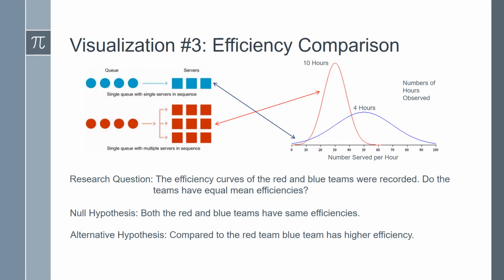Third visualization is comparing the efficiency. Here there are two groups, red and blue teams, that were recorded. So we write the null hypothesis like this: both the red and blue teams have the same efficiencies, and the alternative hypothesis is that compared to the red team, the blue team has higher efficiency.